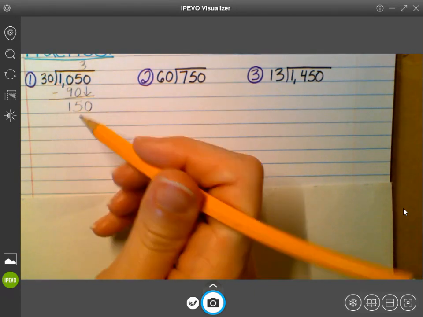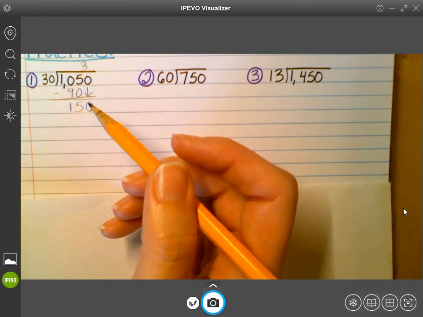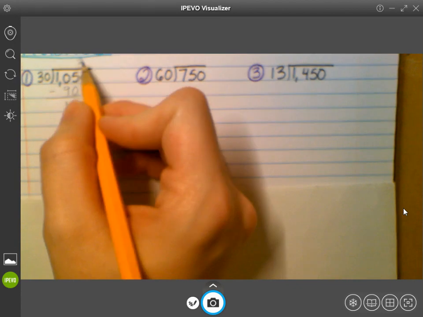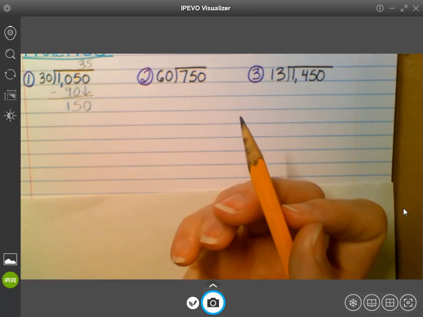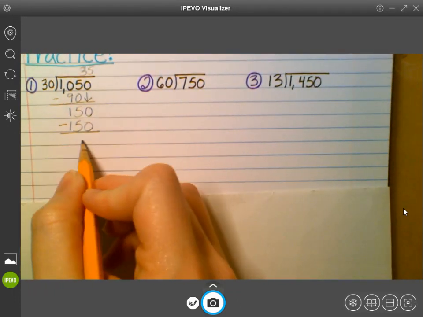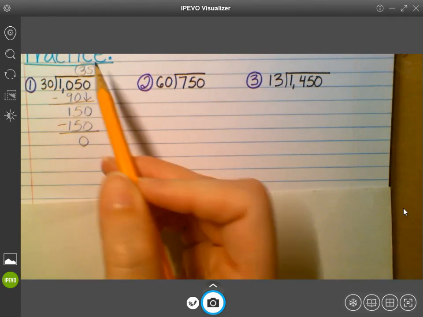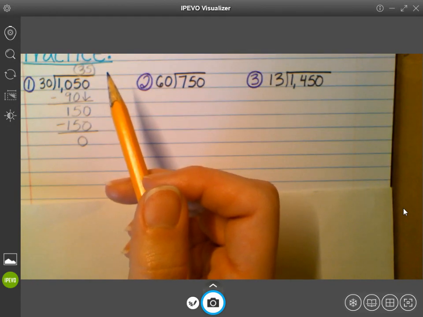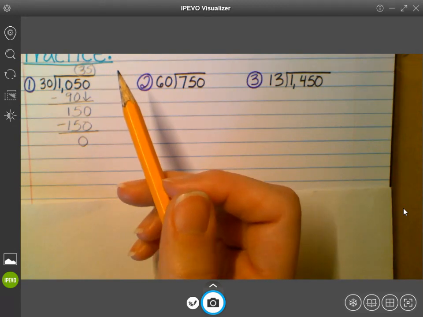How many times does 30 go into 150? Show me on your hands. 30 goes into 150. How many times? 5 times. Nice. So we put the 5 up top. And 30 times 5 is 150. So we would subtract 150. No remainder. So our answer would be 35. How did we do on number 1? Show me 1 through 5. How did you do on number 1? Awesome. Go put your hands down.